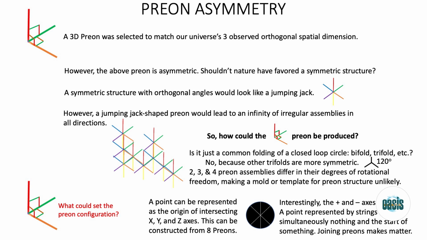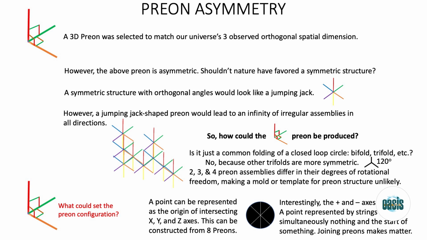So that's not it. So why this structure? Is it just that it's a common folding? So you start out with a circle and the first thing you do is fold it in two. Second thing you do is fold it in three. Well, no, because I can fold something that's more symmetric. I can set all of the dimensions off 120 degrees from each other. That's a symmetric structure, and that's not what we're using.